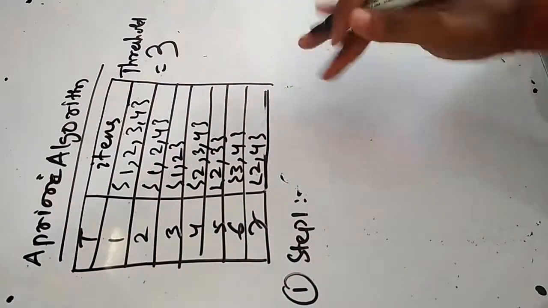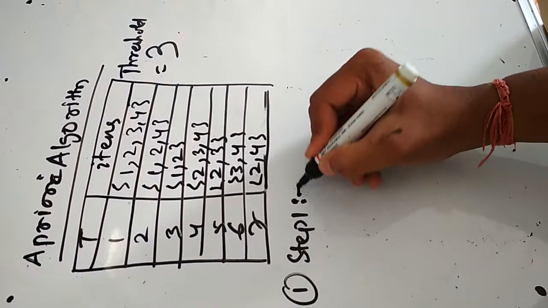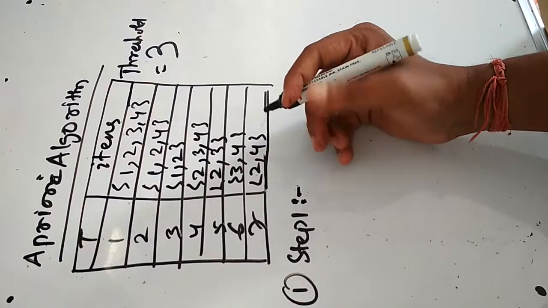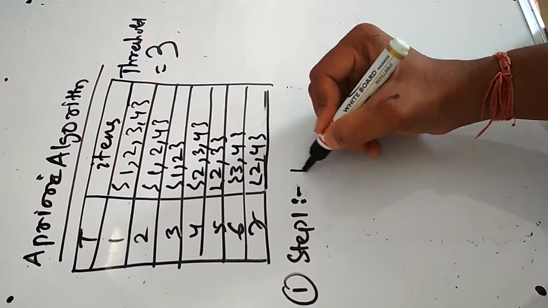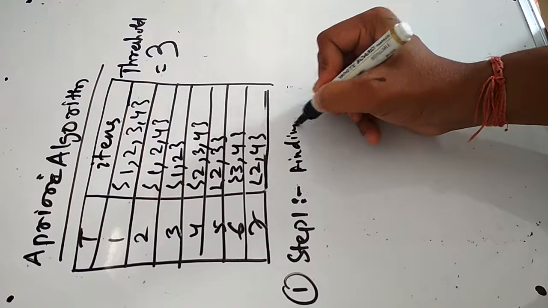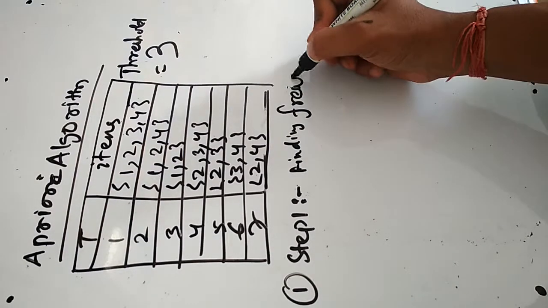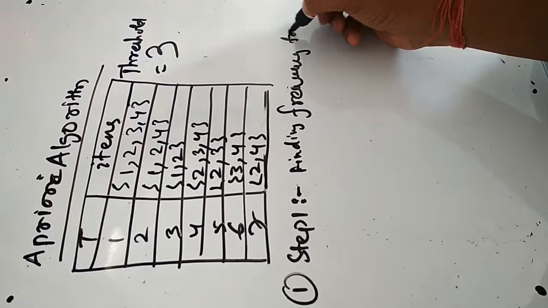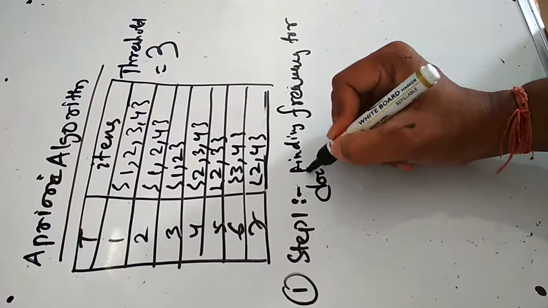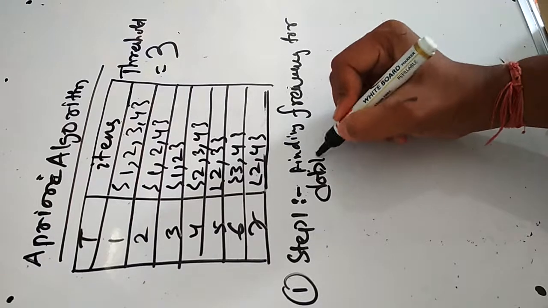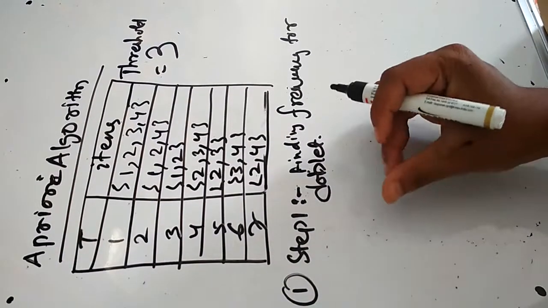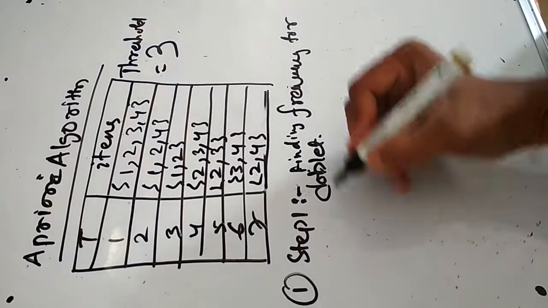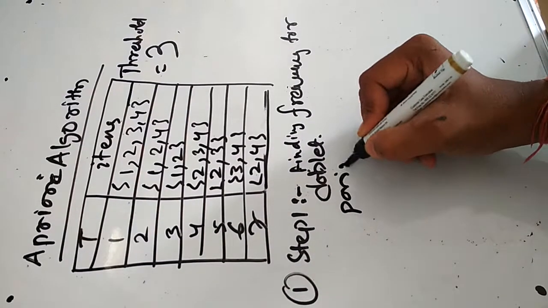So in step 2, what we are doing is finding the frequency for doublets. For the double items, let's pair the items, like pairing it.